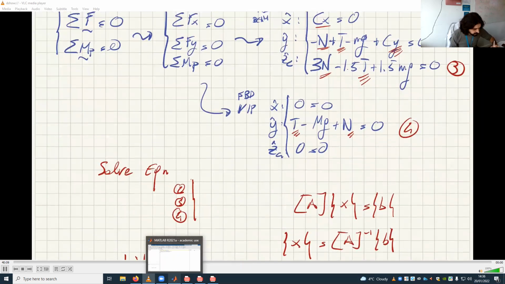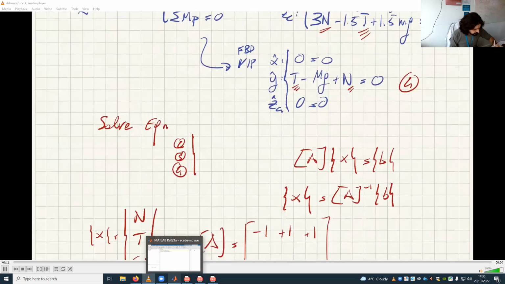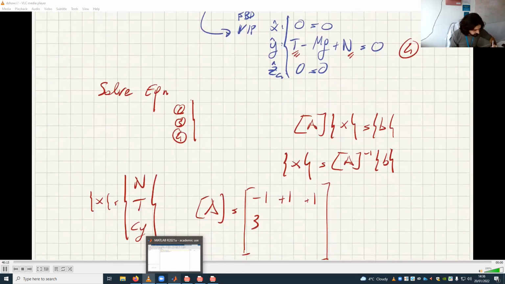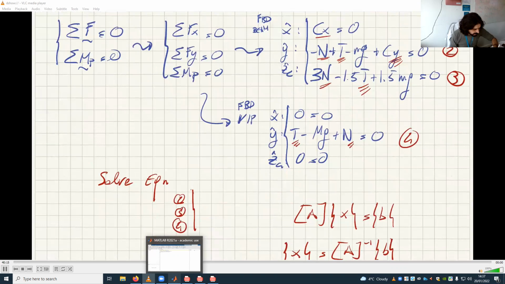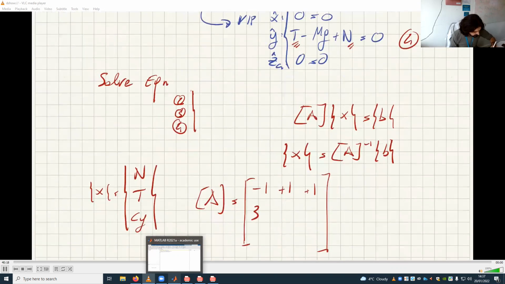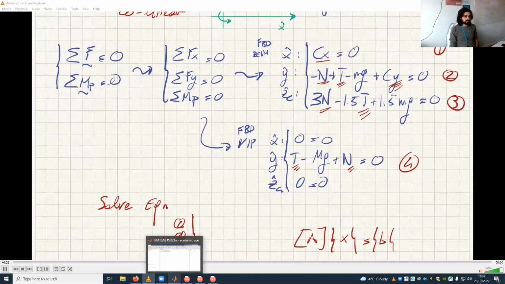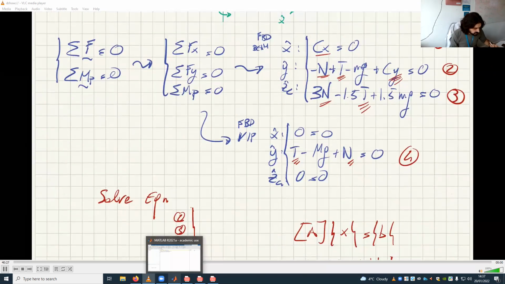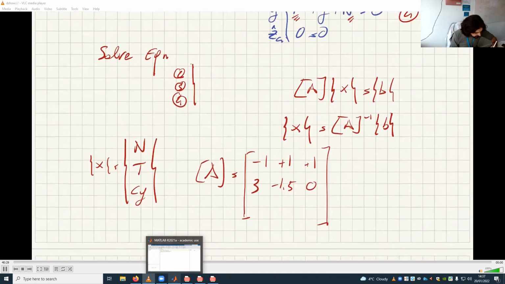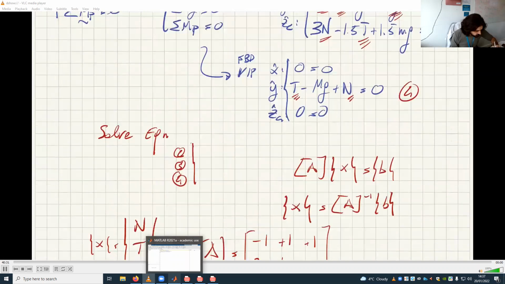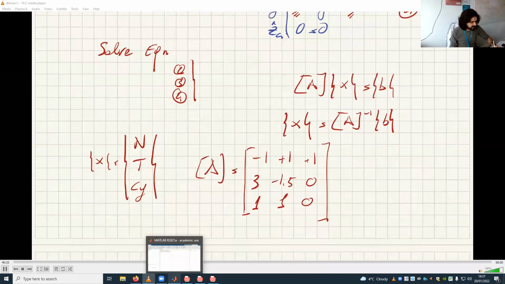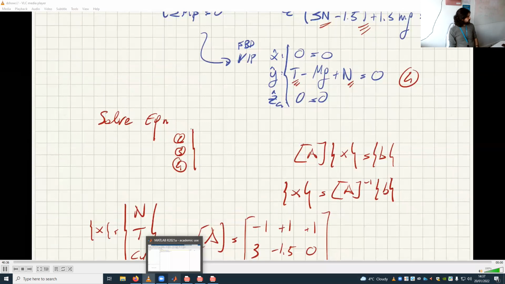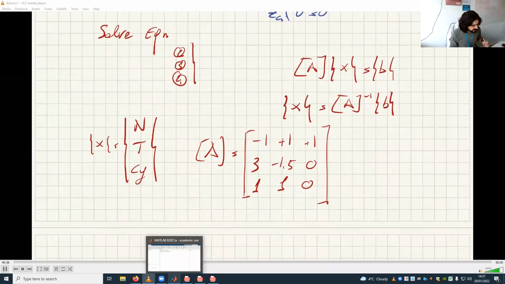Then in equation 3, we have 3, minus 1.5, and 0, because there is no cy. And then in the last equation, we have 1, that's n, t is 1, and then 0 again, because there is no cy. Agreed? So this is A.